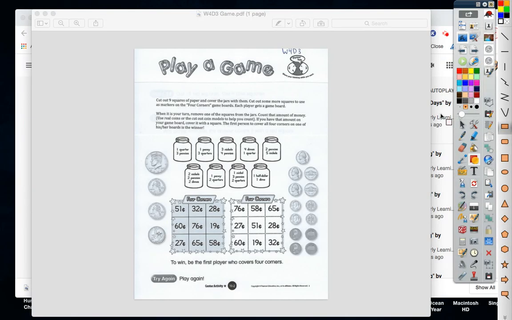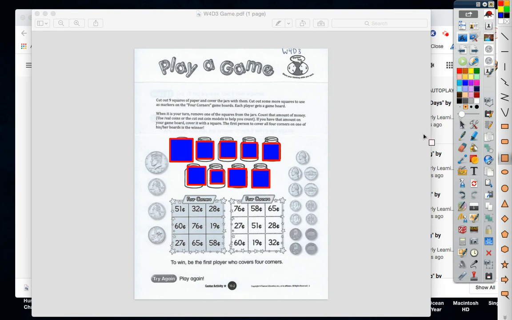I'm going to cover up my jars here with my papers. I'm going to do it real fast. I can cut out things and put them there so fast. Do yours have to be blue? Nope. Can they be purple? Yep. Can they be green? Yep. Can they be plaid? Yep. Doesn't matter. So you cover them up.